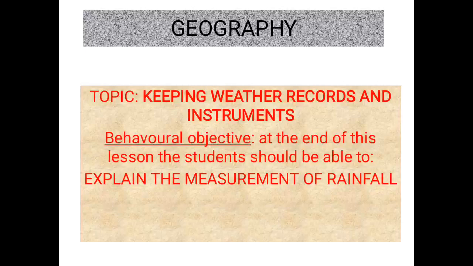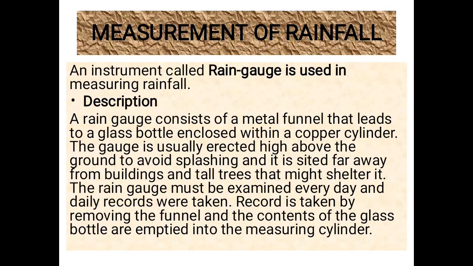Here are your specific behavioral objectives: at the end of this lesson, you students should be able to explain the measurement of rainfall. So, what is rainfall? Rainfall is water that is drawn from the atmosphere down to the surface as a result of evaporation. The instrument that is used in measuring this rainfall is the rain gauge.